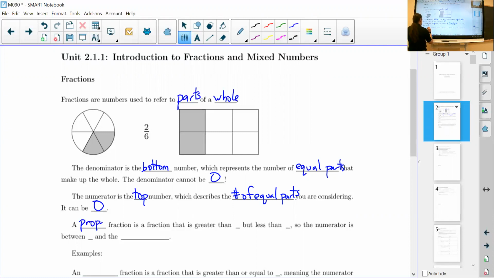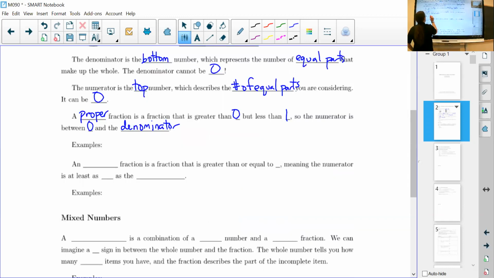The first is called a proper fraction, and that's a fraction that's greater than 0 but less than 1. That means the numerator is between 0 and the denominator. Look at a couple examples. So let's do 2/3. That's a proper fraction because 2 is between 0 and 3.